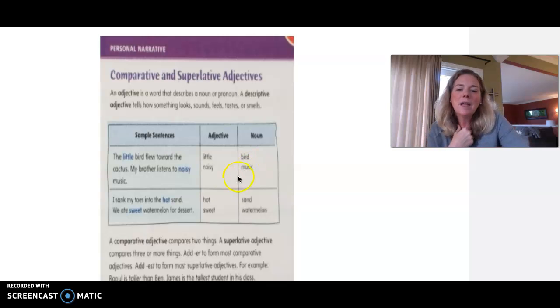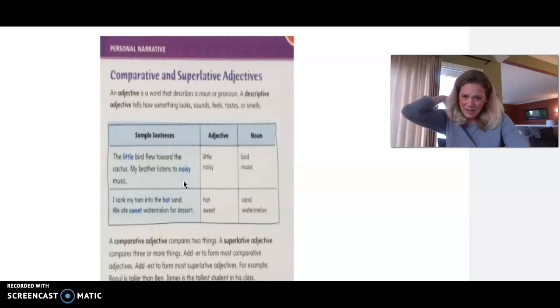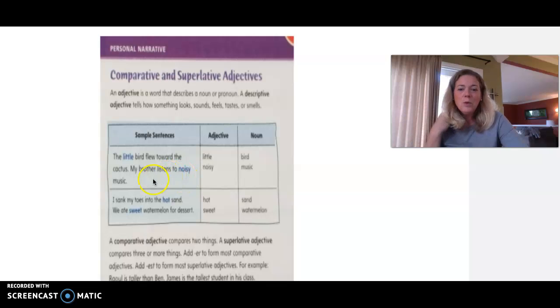In the next sentence, my brother listens to noisy music. Huh. My brother, so that's not an adjective. Listens, ooh, that's the verb. That's what they're doing. What are they listening to? Ooh, noisy music. Noisy is my adjective because it's telling me what kind of music.